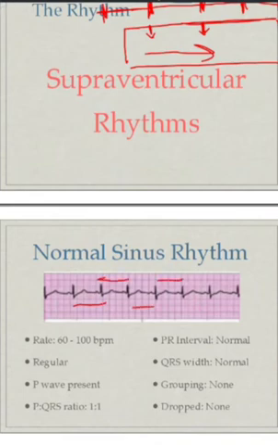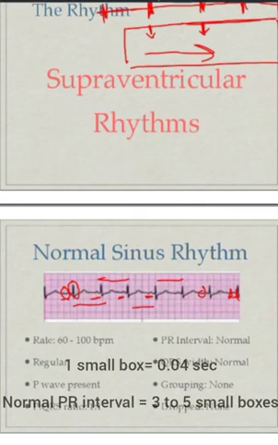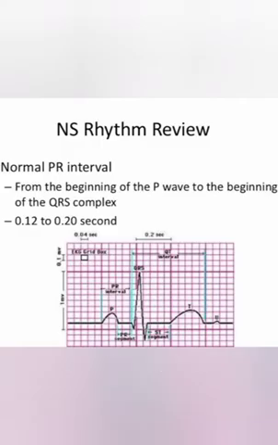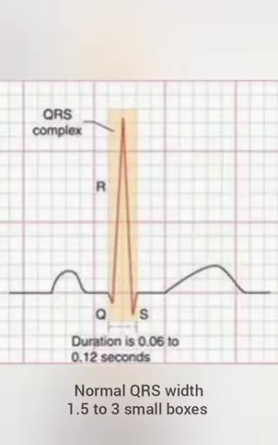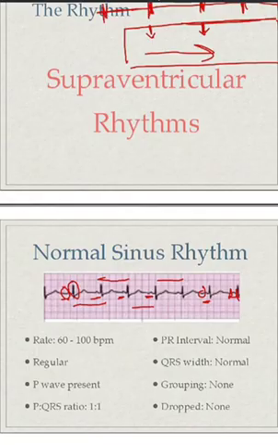There would always be a P wave present, like here you can see, P wave, P wave, P wave. Then the P to QRS ratio is 1. Every P wave is followed by a QRS complex: P, QRS, P, QRS, P, QRS. Then the PR interval is normal. All these are approximately the same, and it is not more than normal. Then the QRS width is normal in normal sinus rhythm. There would be no grouping and no dropped beats. This is what normal sinus rhythm is.